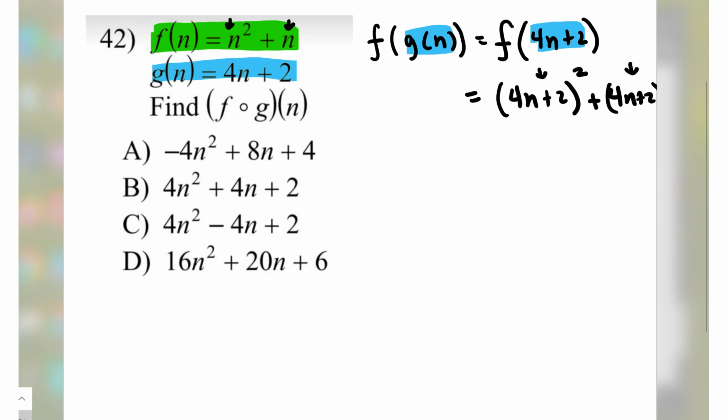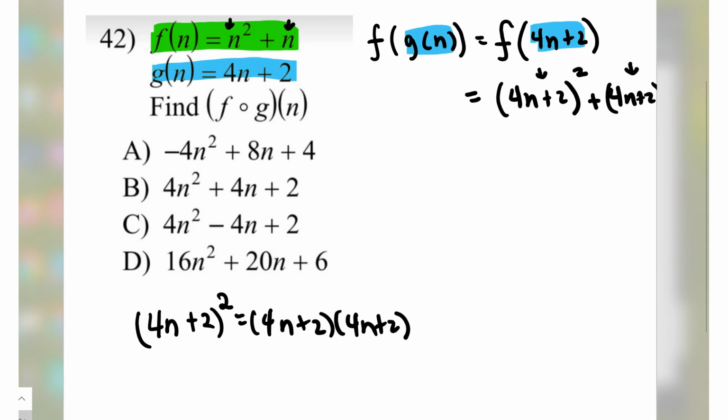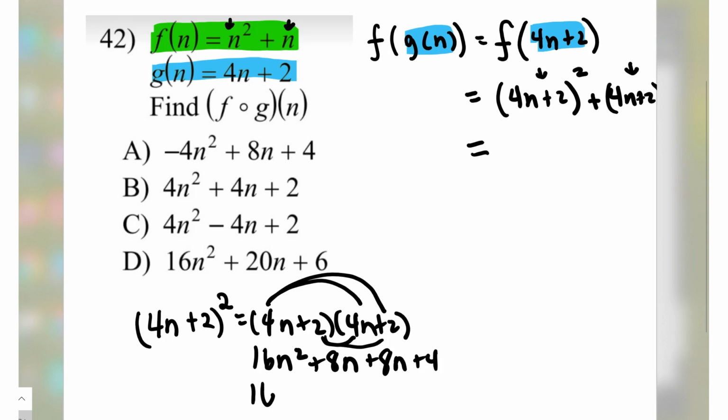Okay, so I'm going to go ahead and do this on the side. We have 4n plus 2 raised to the second power, which gives you 4n plus 2 times 4n plus 2. I'm going to apply the distributive property. 4n times 4n gives you 16n squared. 4n times 2 gives you 8n. 2 times 4n gives you 8n. And then 2 times 2 gives you 4. So we have 16n squared plus 16n plus 4. That's where it's going to go into here.